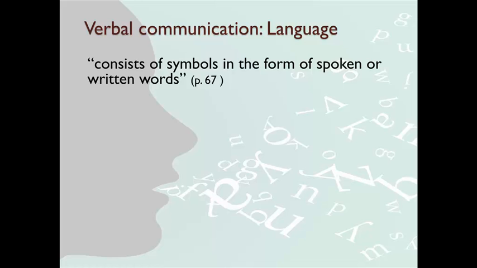So let's start off by figuring out what verbal communication is. Largely it's language. And so this is the idea that it consists of symbols in the form of spoken or written words. Right? So not only oral, but also written. And so when we talk about verbal, we're not only talking about oral.